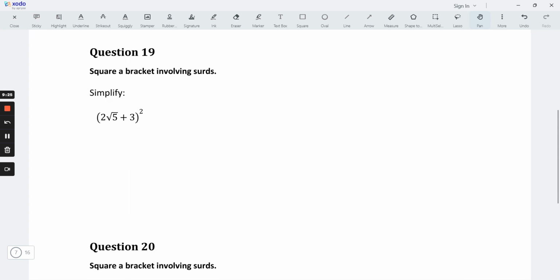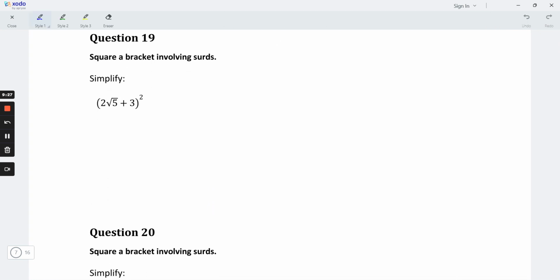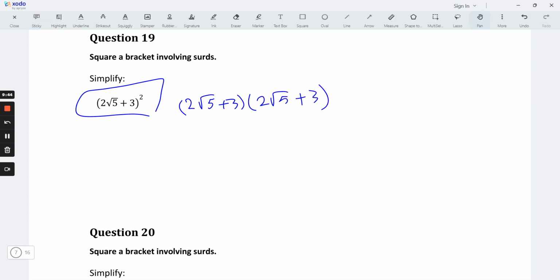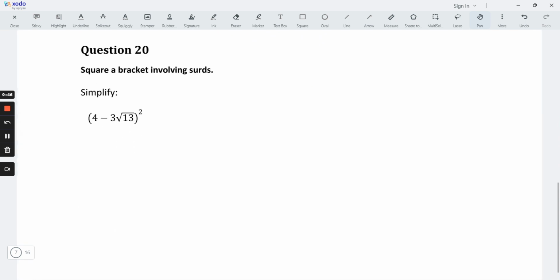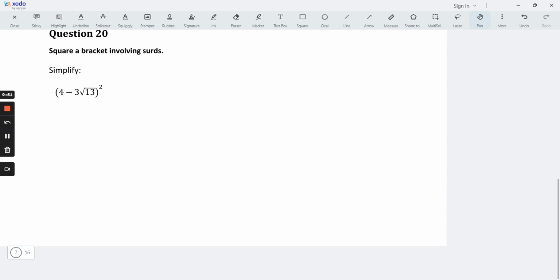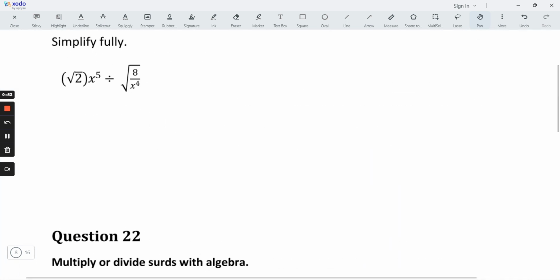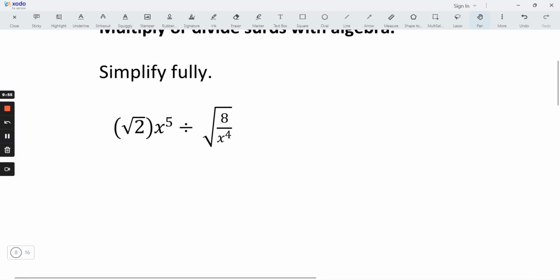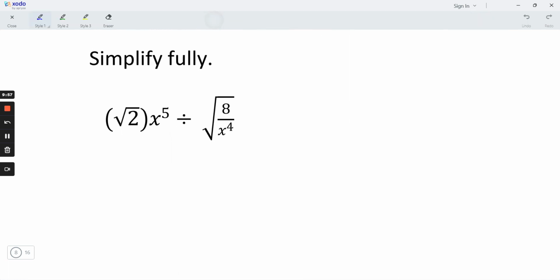Yeah, actually here you have to multiply (2√5 + 3) by itself twice, so (2√5 + 3) times (2√5 + 3). It is the same with this question here, (4 − 3√13) times itself, 2 times. And this one is a good question here.